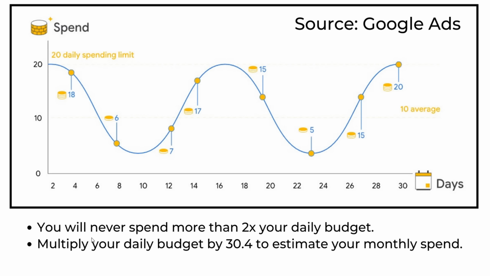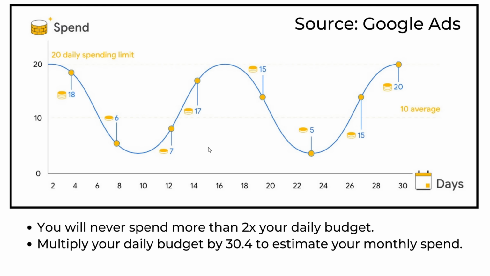Now, if you multiply your daily budget by 30.4, that's the average number of days in a month. If you multiply your budget by 30.4, that will help you estimate your monthly spend. So if you set your budget at $10 per day over the course of a month, you're probably going to spend right around $304, give or take, as long as you're spending your full budget. Now, there's going to be days where you spend $18. There's going to be days where you spend $6.